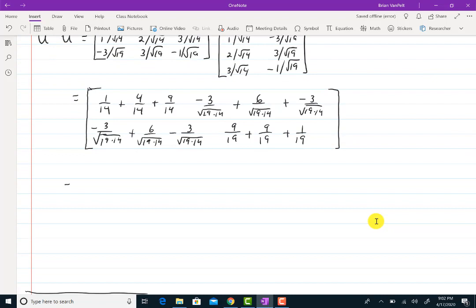Let's see where we end up. For the first one, 1 plus 4 plus 9 is 14. So 14 over 14 gives me the one that I want. Here they all have the same denominator. Negative 3 plus 6 is 3. Minus 3 is 0. Then I have negative 3 plus 6 minus 3 is 0 again. Then 9 plus 9 plus 1 is 19 over 19 is 1. So all I need to do then is fix that particular side, and this demonstrates the theorem.